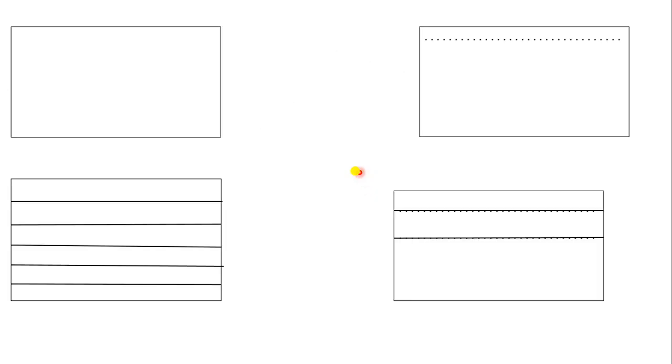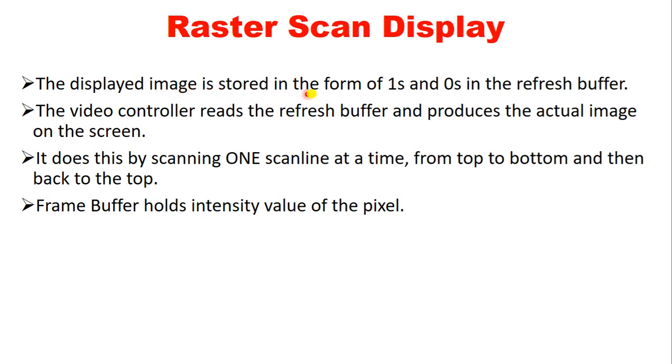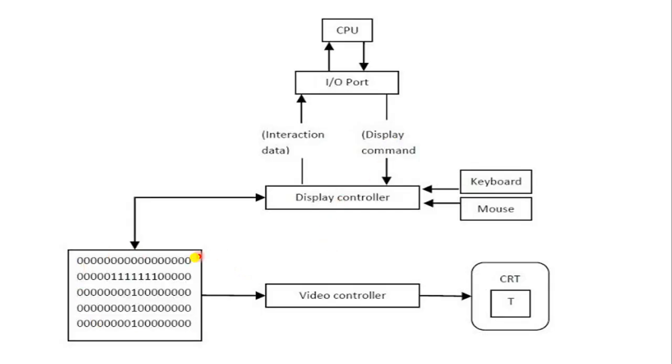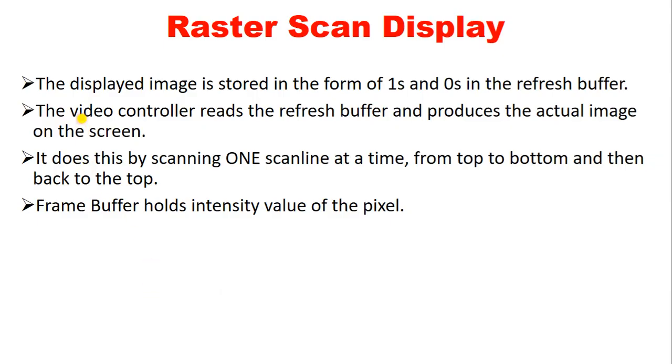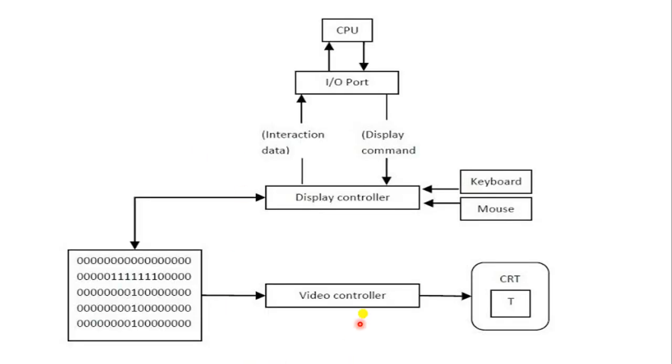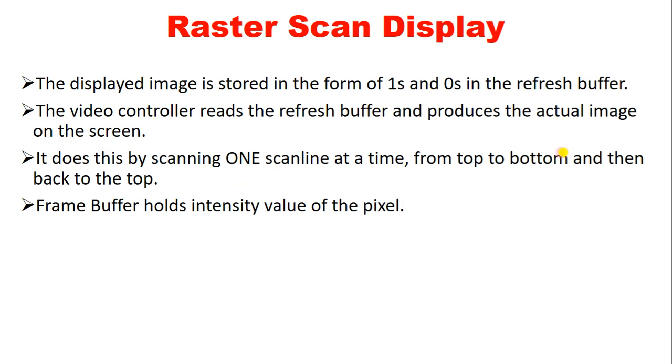Next, the displayed image is stored in the form of zeros and ones in the refresh buffer. Just now I told that this is the refresh buffer which holds the zeros and ones. The video controller reads the refresh buffer and produces the actual image on the screen. It takes that information, zeros and ones, and passes it to the beam, and that beam generates the image on the screen.